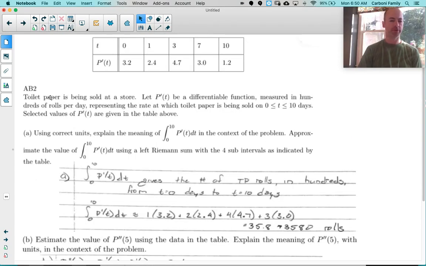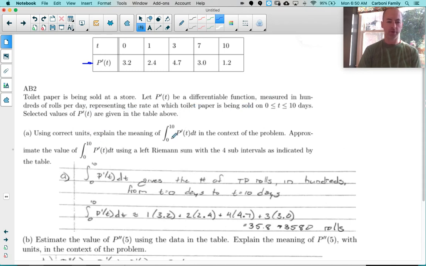Let's look at question number 2. We have a table of values that represents P prime. Always pay attention to that. So we're looking at P prime, and it's measured in hundreds of rolls per day, representing the rate that toilet paper is being sold.